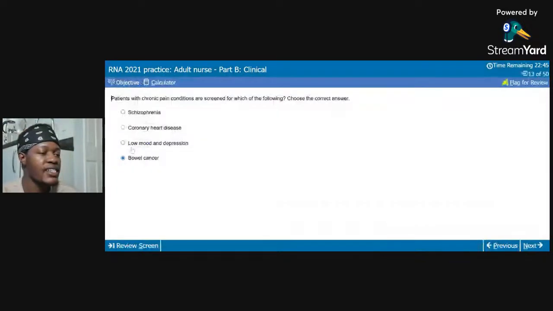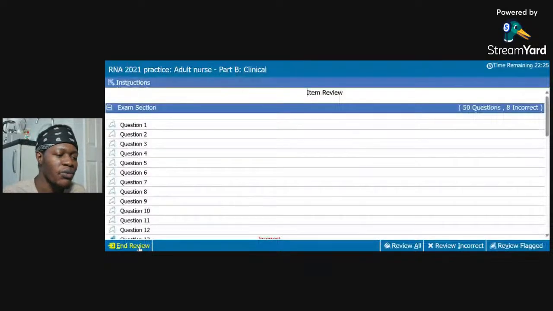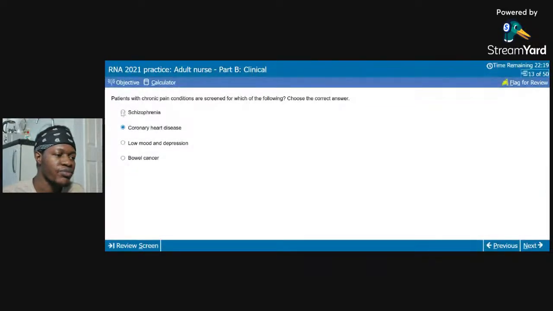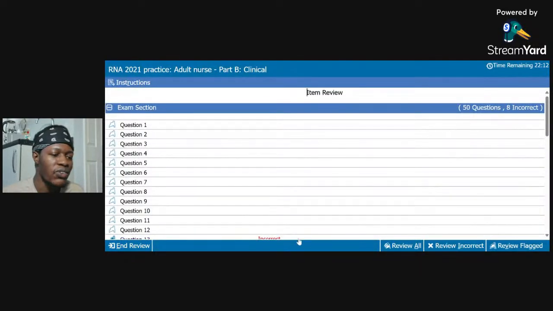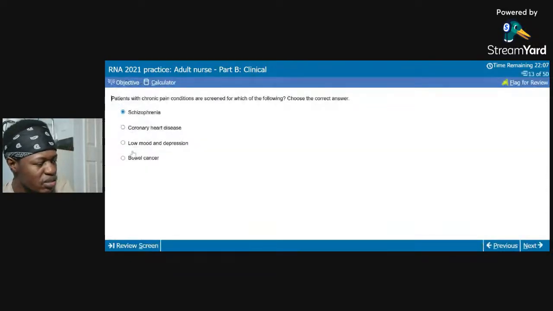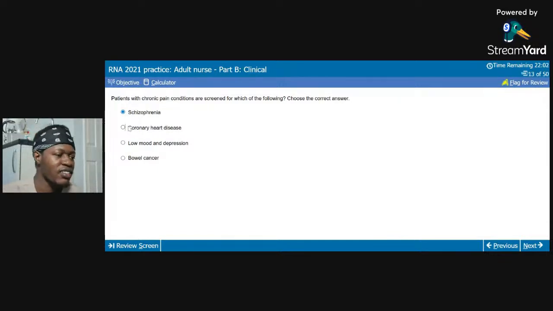So question 13, patients with chronic pains condition are screened for which of the following? If it is not cancer, then is it coronary heart disease? No. Don't tell me it's schizophrenia, because some of them could be lying, right? No. Something is on my shirt. Coronary heart disease.